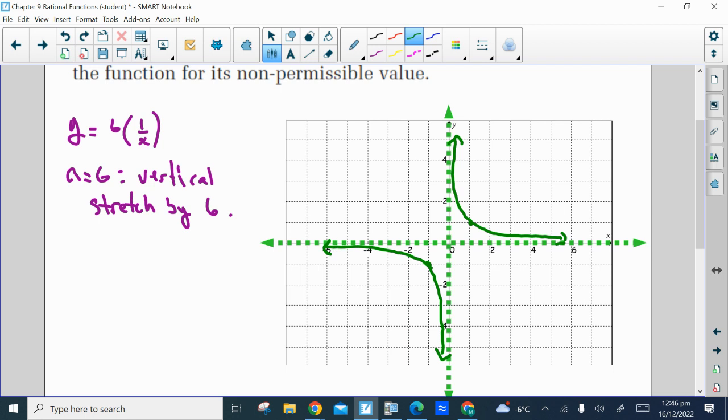So then for y equals 6 times 1 over x, or 6 over x, you're going to vertically stretch by a factor of 6. All the y values will get multiplied by 6. So this positive 1 will become positive 6. This negative 1 will become negative 6. Be down there somewhere. So this graph will look something like that. And you definitely could find other points if you wanted to on the graph, but it's just a sketch.